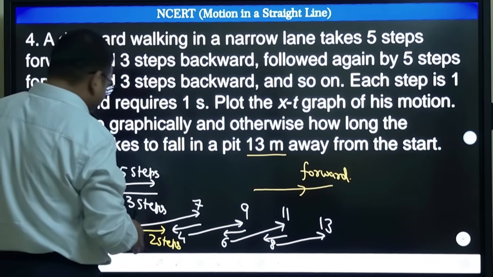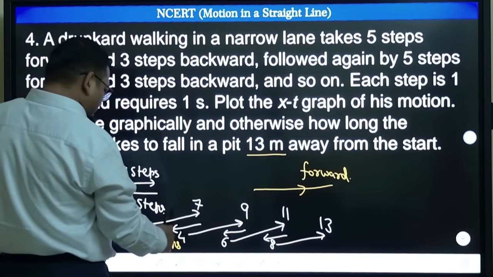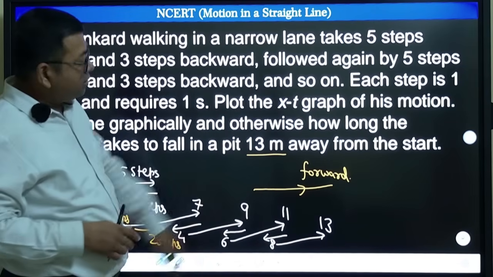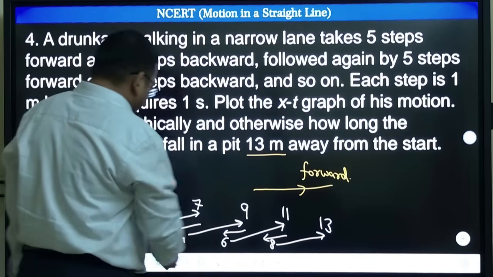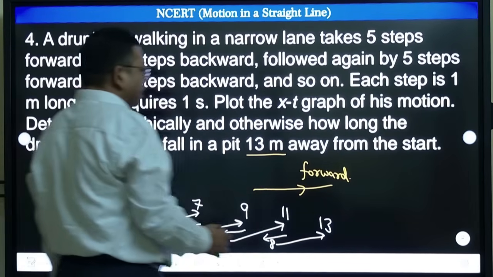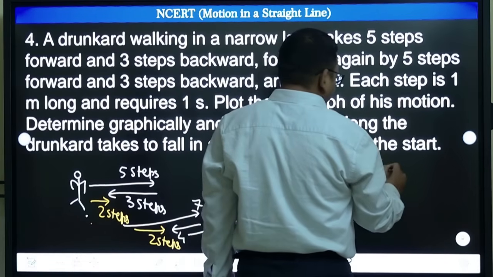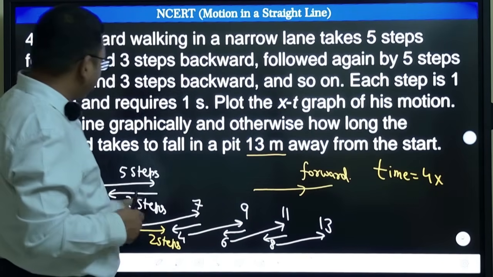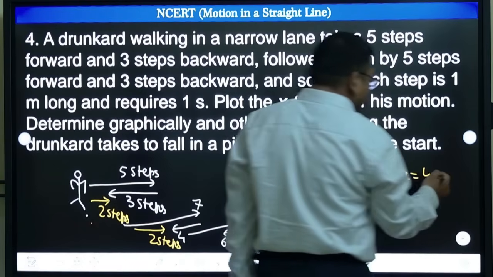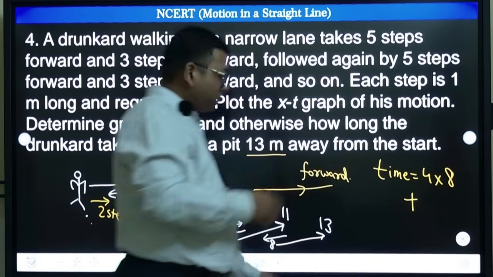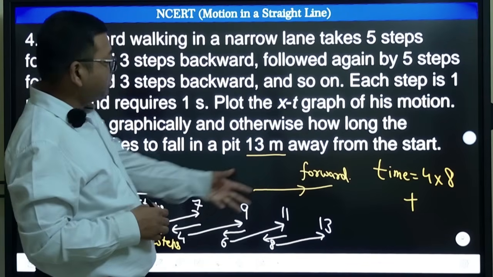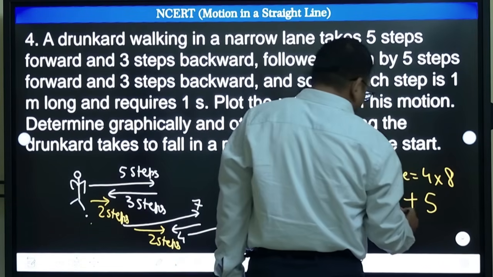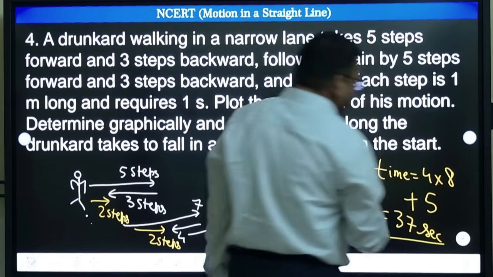So you can think about how many cycles have happened. One cycle, two cycles, three cycles, four complete cycles have happened, and in the next one, forward. So how much time will it be, just calculate. Time taken they are asking, right? Time taken: 4 cycles, and in one cycle how much? 8 steps means 8 seconds. Plus one last forward, 5 steps means 5 seconds. So 32 plus 5, 37 seconds. This is the answer, right?